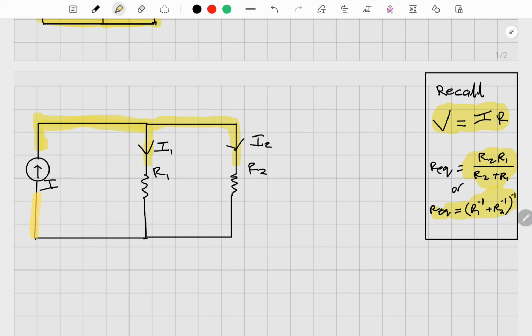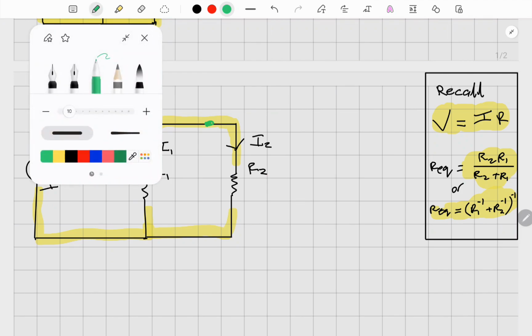A very important circuit rule is that the voltage across the same node is always equal. So the voltage at this part of the node will be equal to the voltage at this part of the node, which will be equal at this part of the node. So any point of this node, the voltage will be the same. So knowing that, we could say that the voltage over here is equal to the voltage over here.